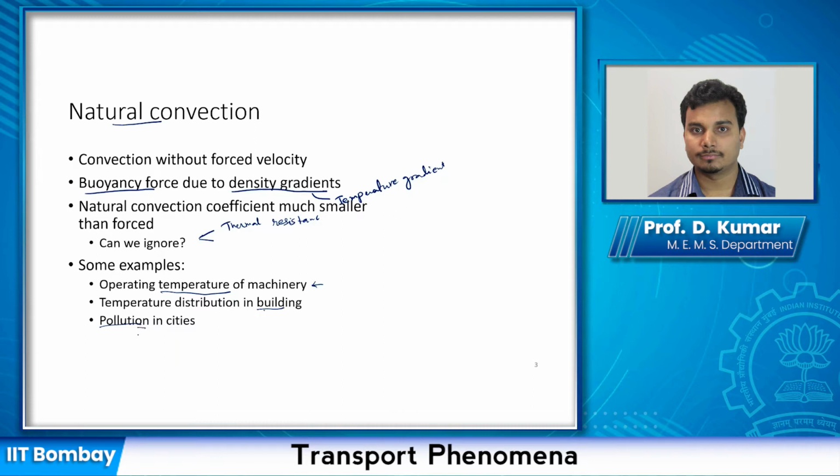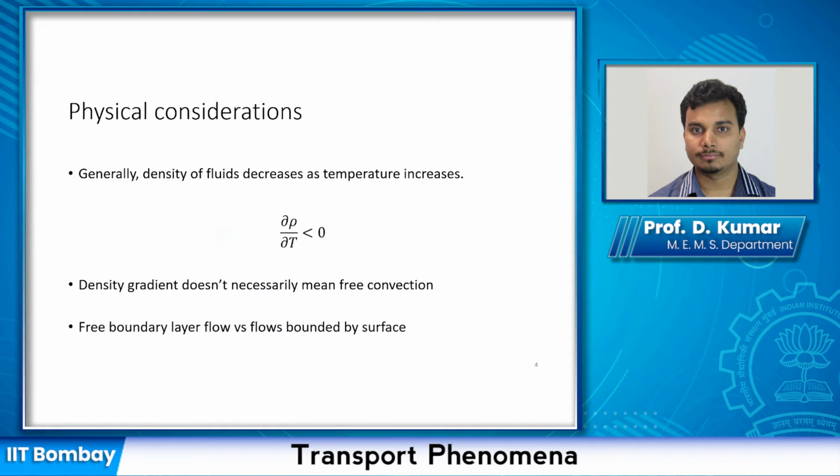So natural convection is ubiquitous. You find it everywhere, and although the heat transfer coefficient itself is much smaller than forced convection, you cannot ignore it. We have to consider it in many cases, and we'll discuss under what specific circumstances we must consider it, and in what specific circumstances your forced convection could be much higher. So we'll discuss all that.